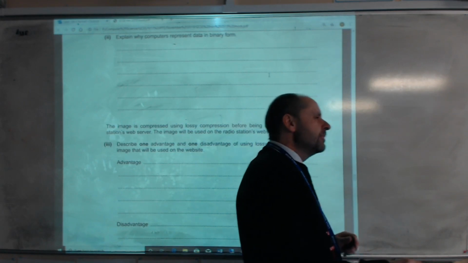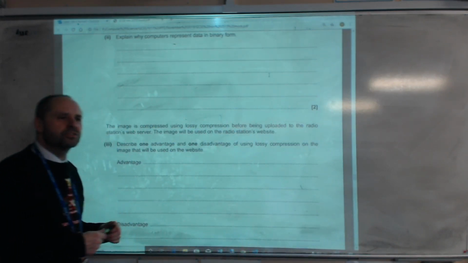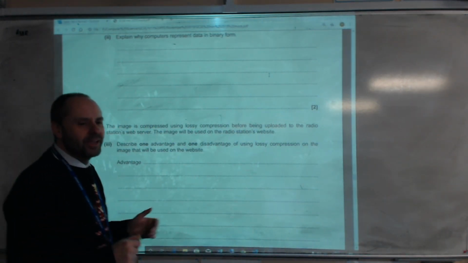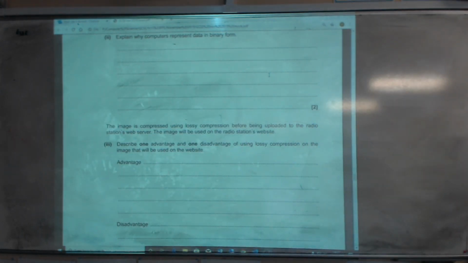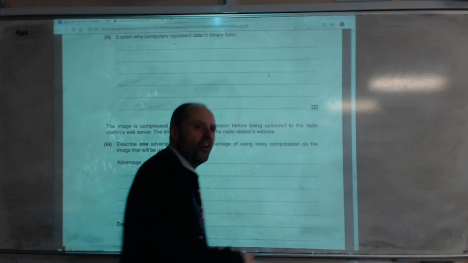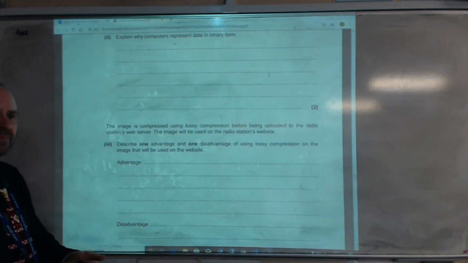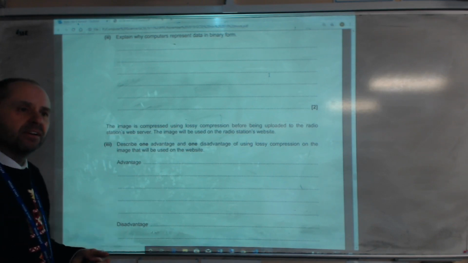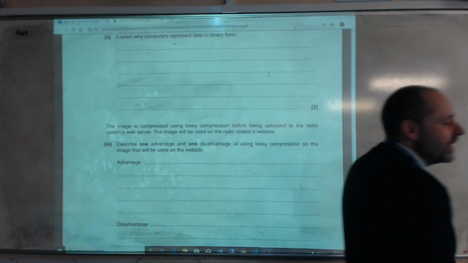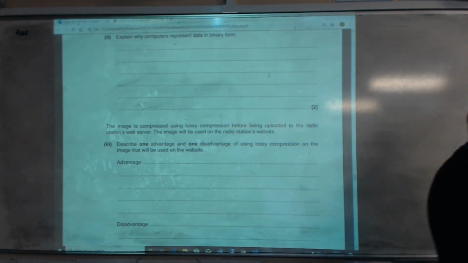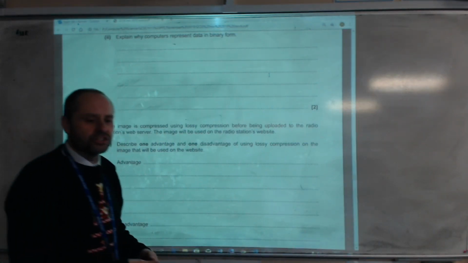Right, this one, universally, everyone makes a total hash of this question. Why do we use binary in computers? Because the computer is built out of switches, isn't it? We can represent on and off, 2 states. So binary is a perfect fit. Because the computer can represent it easily with a switch. Transistor is our switch of choice.